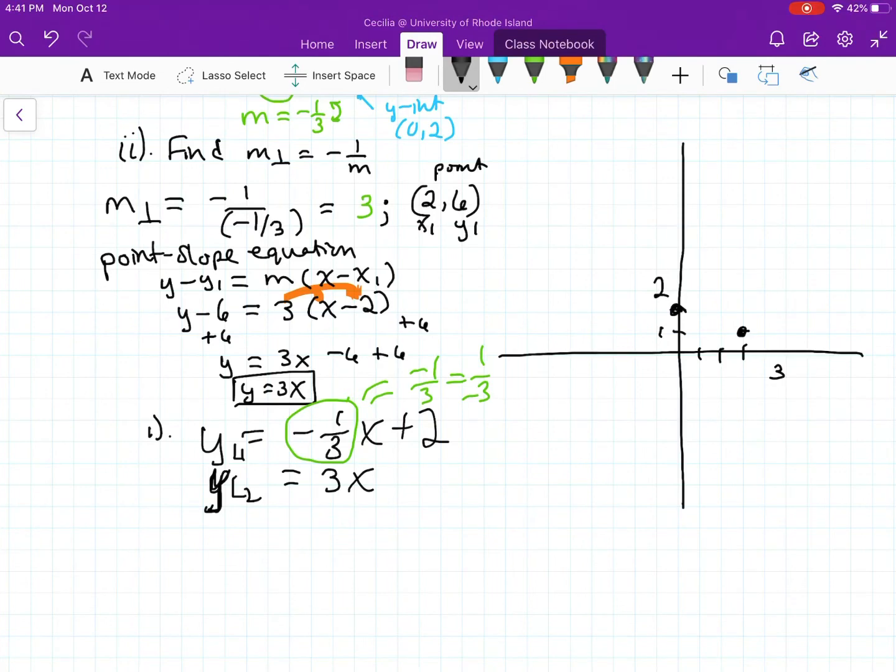So using the 1 over negative 3, we're going to go up 1 and then to the left 3. So up 1, and then to the left 3. And this was down 1 and to the right 3. Okay, so now we're going to put a perpendicular through this line.